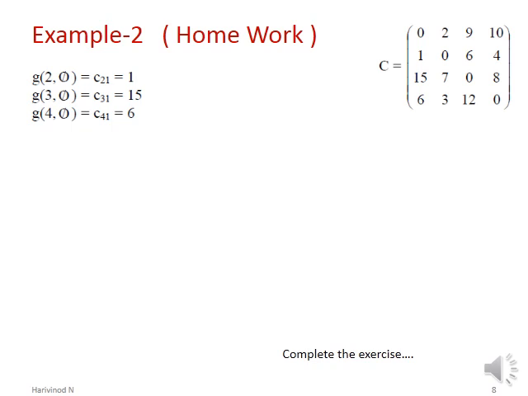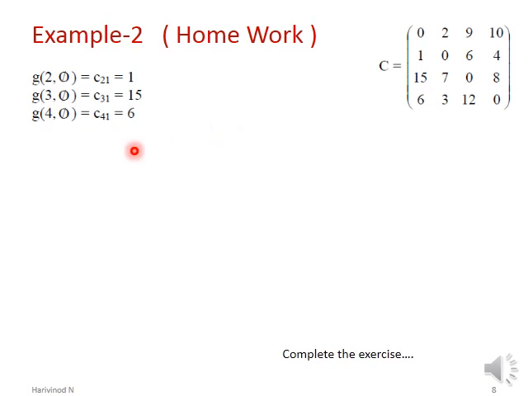As a part of the homework, you can solve one more problem. A graph having 4 nodes. You need to start from S as phi, the null set. Consider the start node as 1, so exclude the start node. So G of 2, phi is nothing but the direct edge from 2 to 1, it is 1. Similarly G of 3, phi is nothing but 3 to 1, it is 15. And G of 4, phi is nothing but the direct edge from 4 to 1, it is 6.